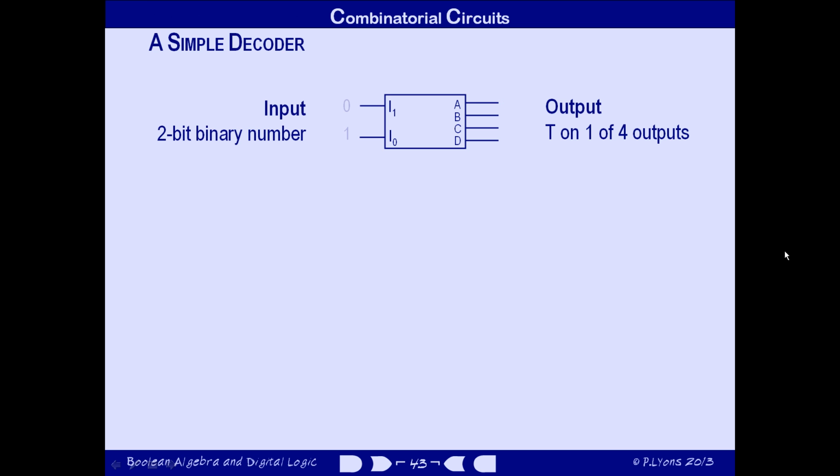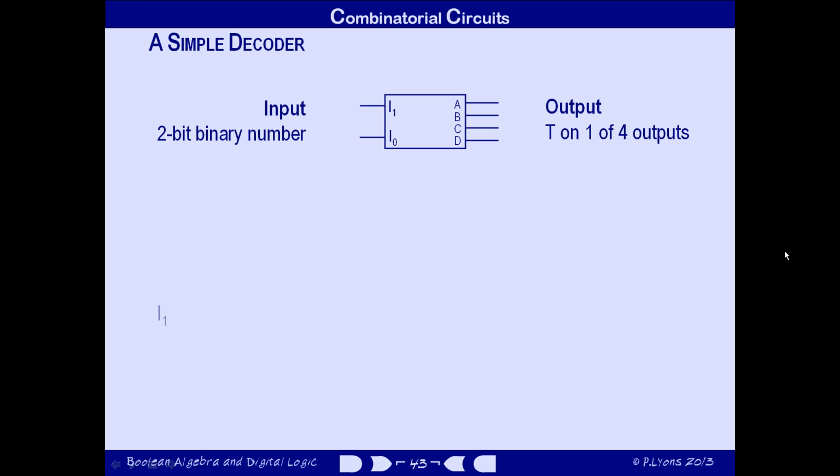If the input number is a 1, which means that the 1's bit is a 1 and the 2's bit is a 0, then output B will have a true signal on it. If the input value is 2, then output C will be true. And finally, if the input value is 3, our circuit is required to set output D to true.